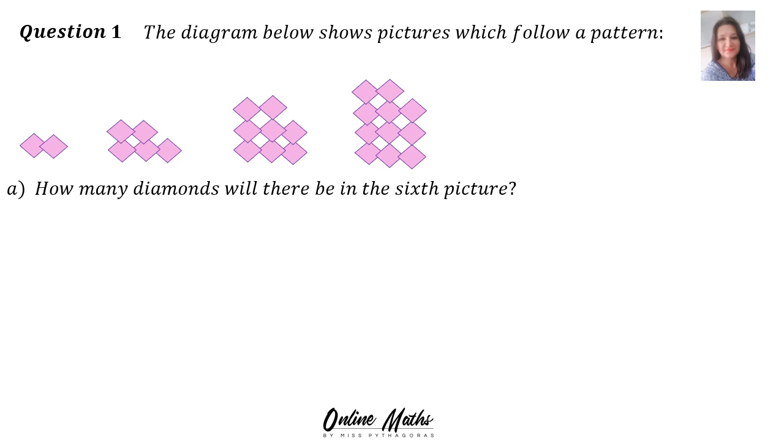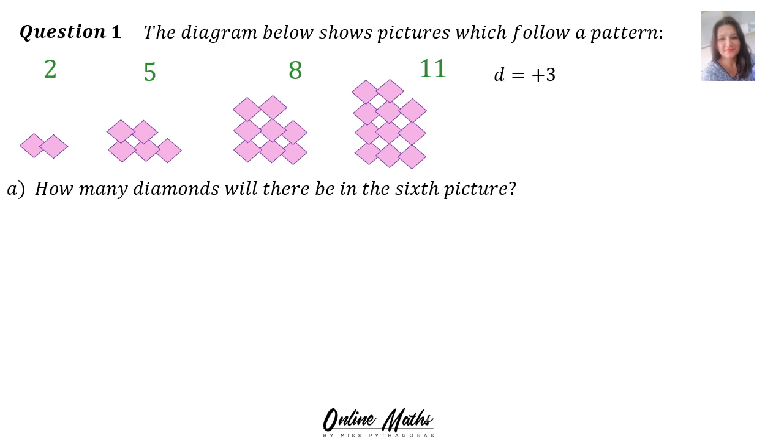Question 1. The diagram below shows pictures which follow a pattern. In the first pattern there are 2 diamonds, then 5, then 8, then 11. Question A. How many diamonds will there be in the 6th pattern?